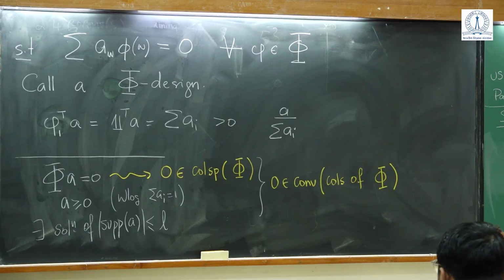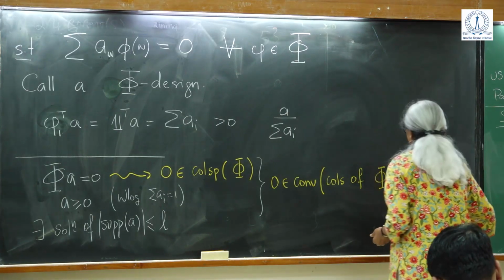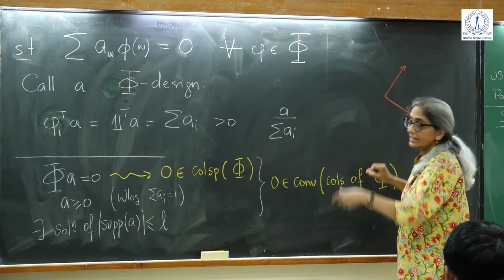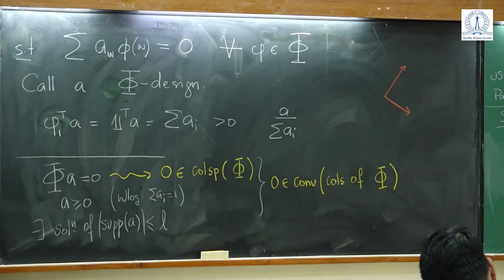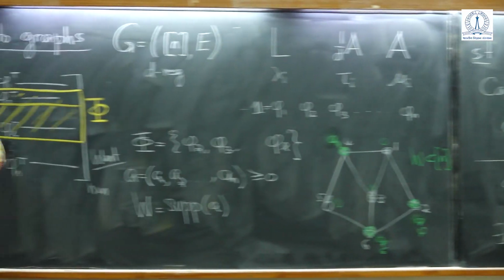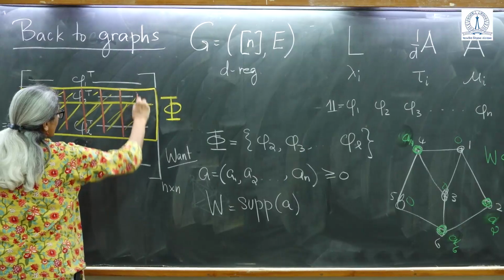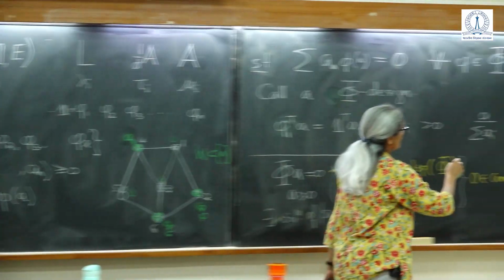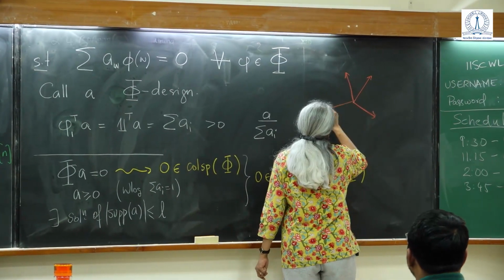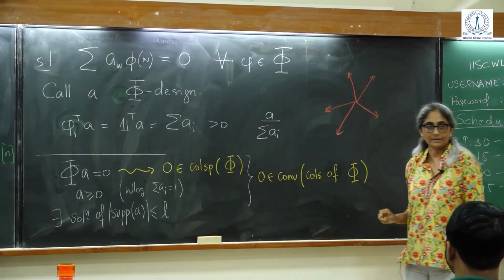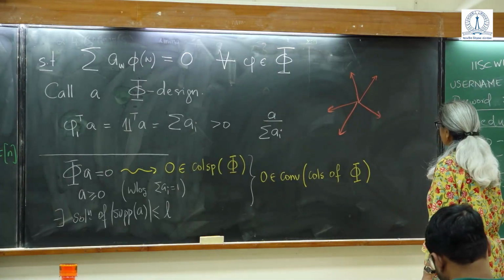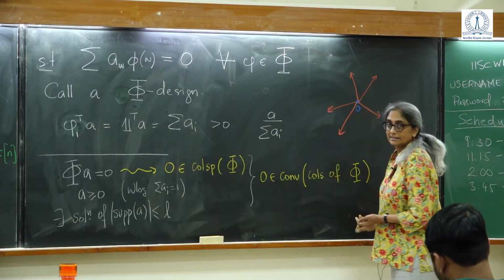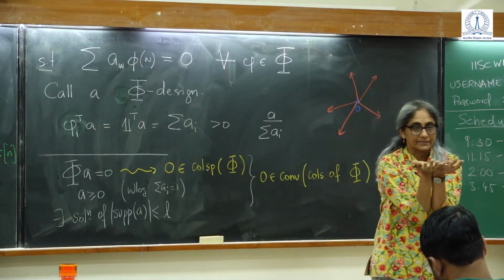So that means 0 is actually a convex combination of the columns of phi, okay? So columns of phi are just some vectors. Remember the rows are the eigenvectors, okay? So what I'm doing now is looking at the columns of this matrix. All right? And those columns are these red vectors. They are like that, whichever way, okay? And we are getting that 0 lies in the convex hull of the columns.